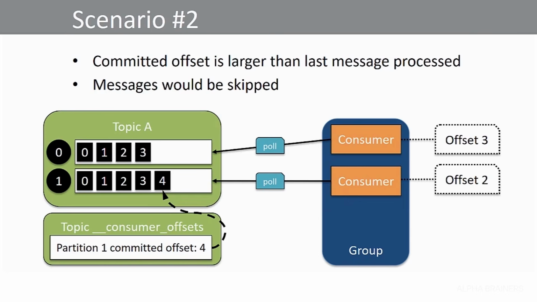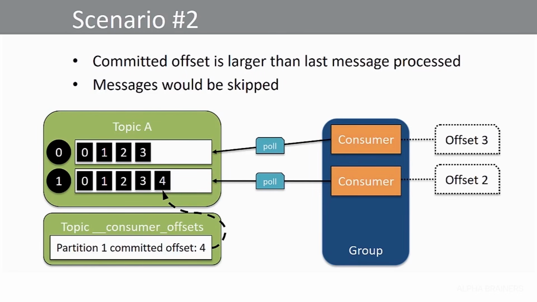Scenario number 2, and that is that the committed offset is larger than the last message processed. So in this case right here, the consumer has started to read the information. In fact, in this example, the consumer really has read all the way up to entry number 4 in the topic. But for whatever reason, it didn't get a chance to parse that data and do anything with it or update its offset before it went on. And again, I'll show you how that might actually happen in a few moments as well.